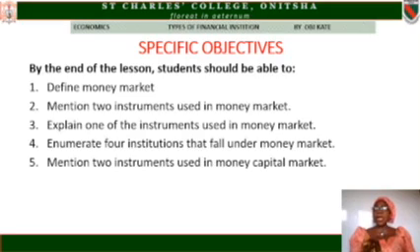The first one is define money market. You should be able to also mention two instruments used in the money market. Again, explain one of the instruments used in the money market. Also, enumerate 4 institutions that fall under money market. And finally, mention 2 instruments used in the capital market.